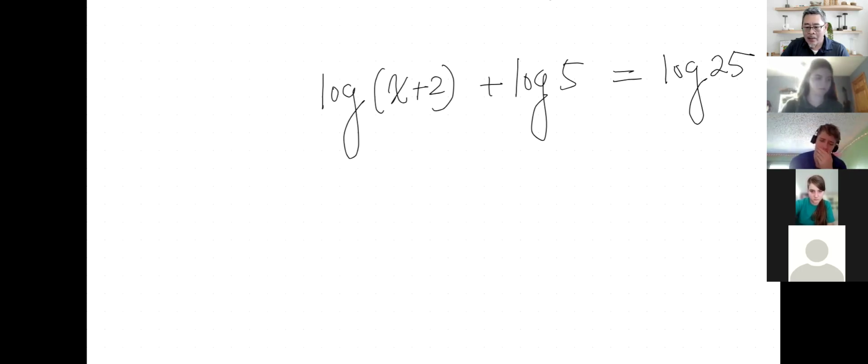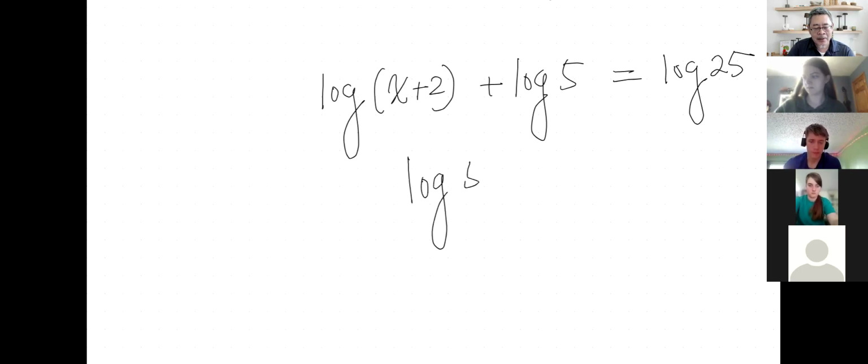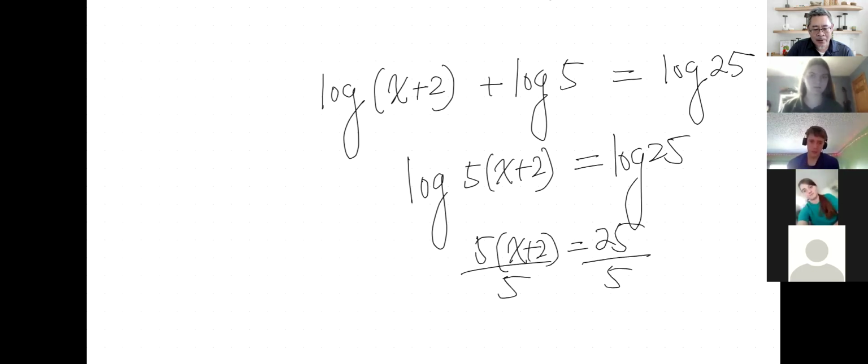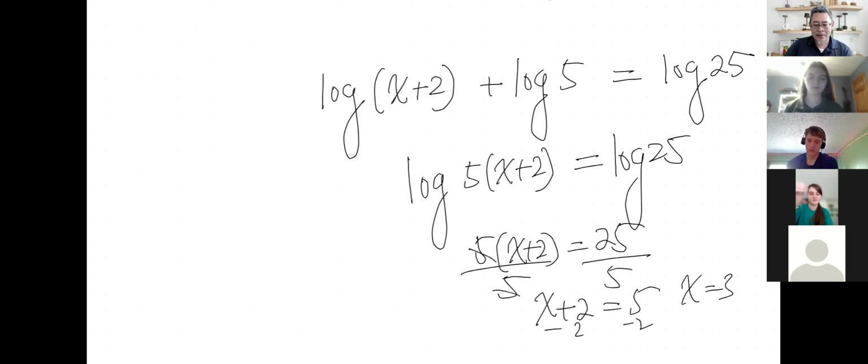Good job, Maury, Elsa, and Jet. I think I forgot a step. Okay, what did you get? The first thing again is 5 times x plus 2, right? And that equals log 25. And we got 5 times x plus 2 equals 25. Divide by 5 on both sides, then x plus 2 is 5. So minus 2, x equals 3. Good?